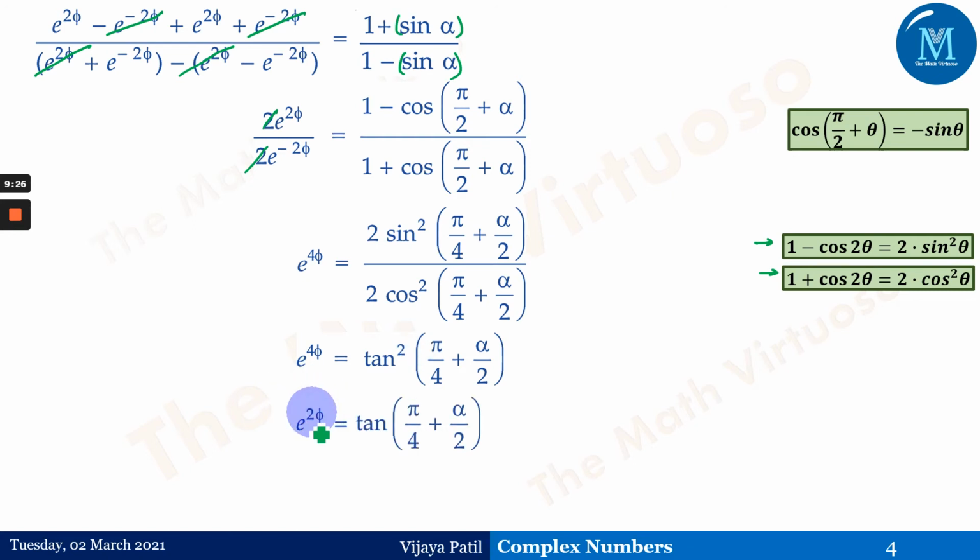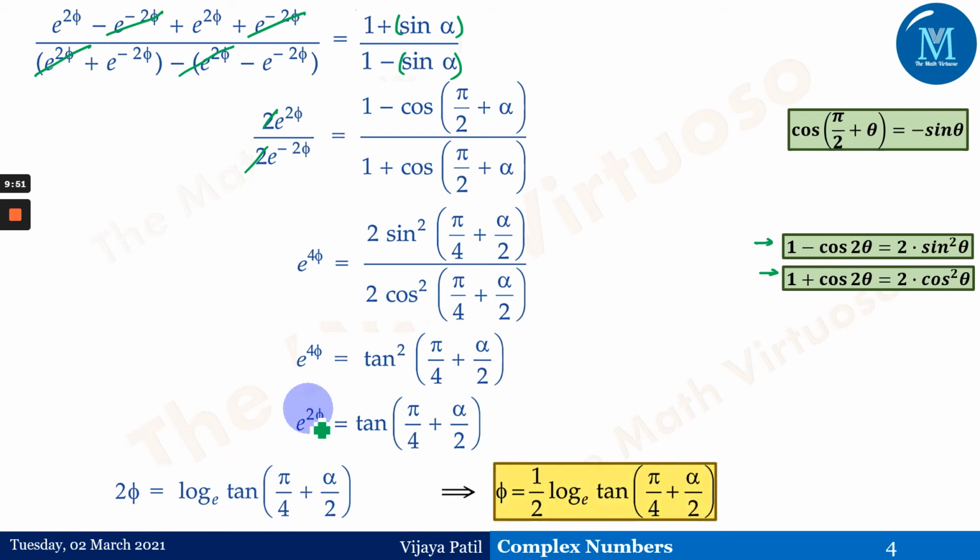Similarly, now taking the square root of both sides, because e to the power 4 phi is equal to tan square of this angle, therefore e to the power 2 phi is equal to tan of this, which will give us 2 phi equals, now we are just taking the antilog of both sides, so 2 phi is equal to log to the base e of tan of this particular thing. Then this 2 will come to the other side, making it phi is equal to 1 by 2 times log to the base e tan of pi by 4 plus alpha by 2, and this is what we have got. The second proof, that part.